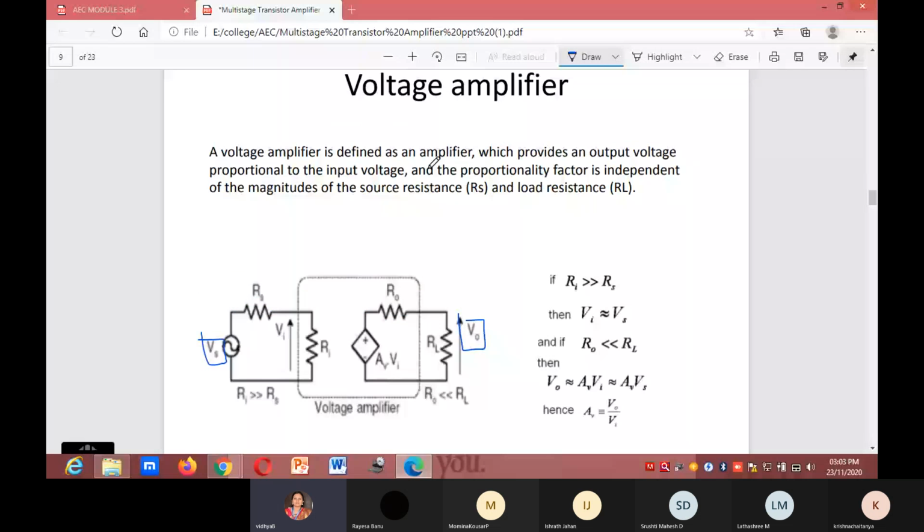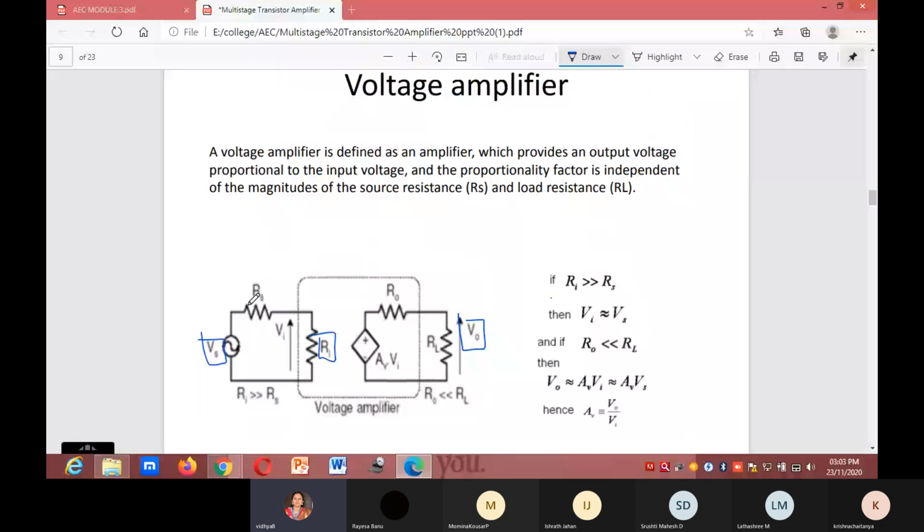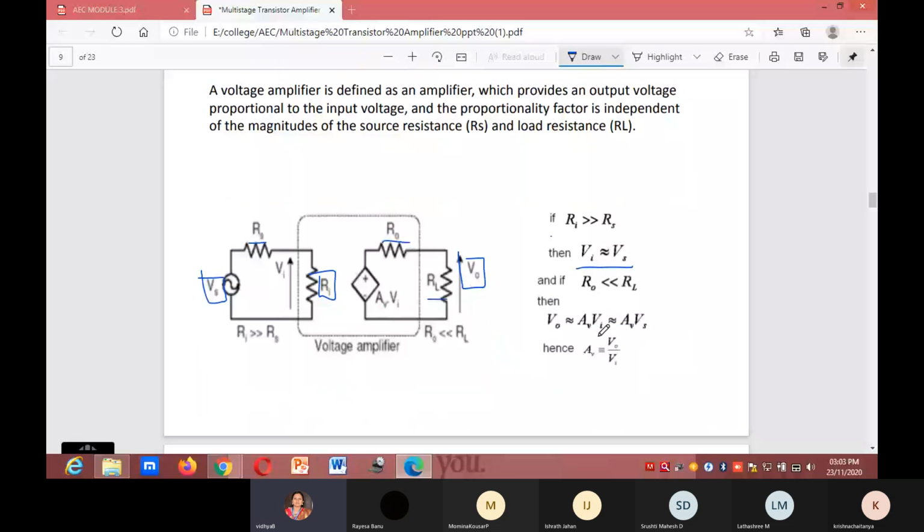You can observe here, when Ri is greater than Rs, then Vi is almost equal to Vs. For this case, if R naught is less than RL, then V naught is equal to AV into Vi, that is equal to AV into Vs. From this we can write AV is equal to V naught divided by Vi. That is the voltage amplifier.